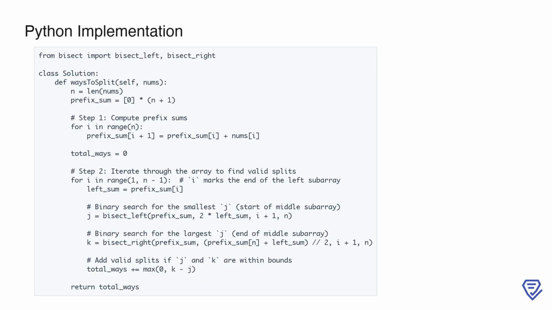Why is this efficient? The prefix sum array allows O(1) range sum queries. Binary search operations are log n, and they are performed for each possible i, resulting in n log n complexity. Edge case handling. The algorithm ensures that all subarrays are non-empty by limiting the ranges of i, j, and k. Arrays with fewer than 3 elements naturally return 0, as there are no valid splits. This solution is optimal for the given constraints of 1 <= nums.length <= 10^5.